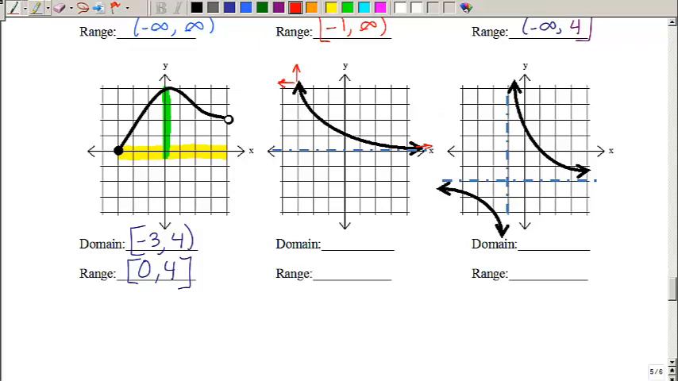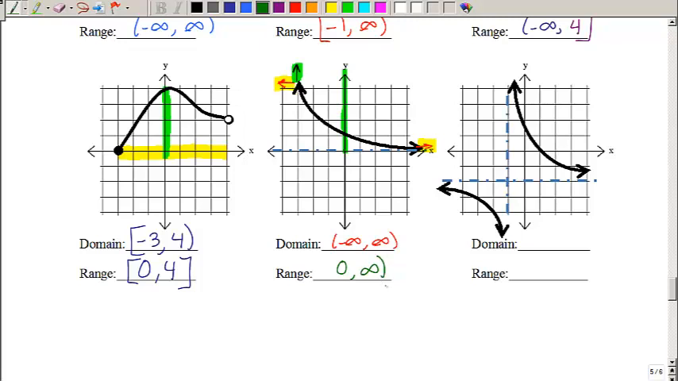When I'm looking for the domain, how far left can I go, comma, how far right can I go? This arrow tells me that I'm going left forever, and this arrow tells me that I'm going right forever. So my domain is -infinity, comma, +infinity. When I'm looking for the range, I'm looking at the y-axis. How low can my values go on the y-axis, comma, how high can my values go on the y-axis? My values start at 0, and they continue all the way up forever, because that's what that arrow tells me. So my range is 0, comma, infinity.